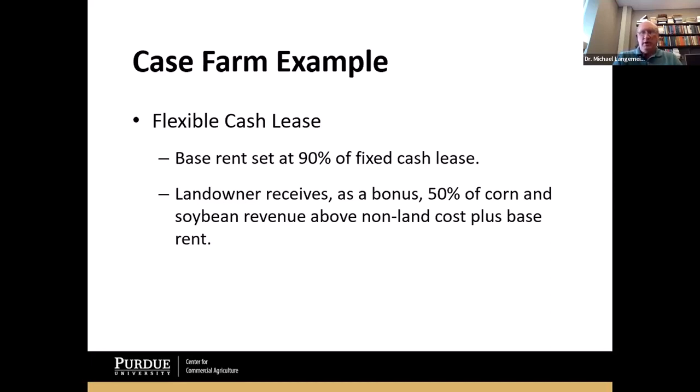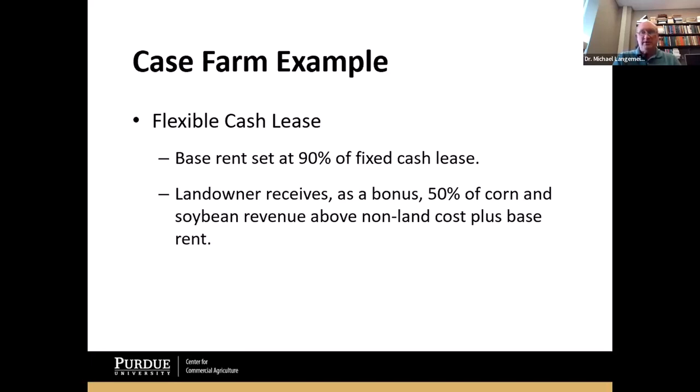And so there's going to be years where you're going to get less net income from a landowner perspective with this flexible lease, because there's going to be years where you don't get a bonus. And I'll illustrate that here using 2007 to 2023 data. In this case, and again, these thresholds can be set up various ways. Long-term average crop gross revenue, I mean, there's various ways to do this. This is the way I like to think about it. And I know not everybody does this, but I know there's a few people who do. Landowner receives as a bonus 50% of corn and soybean revenue above non-land cost plus base rent.